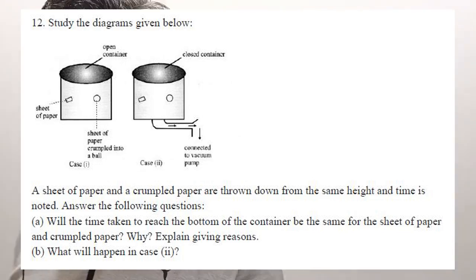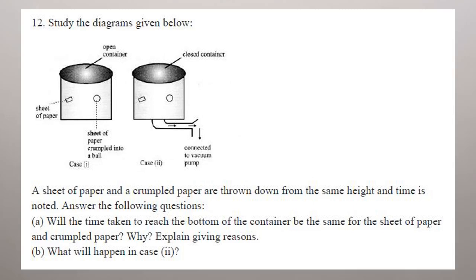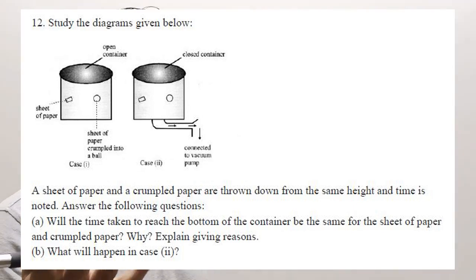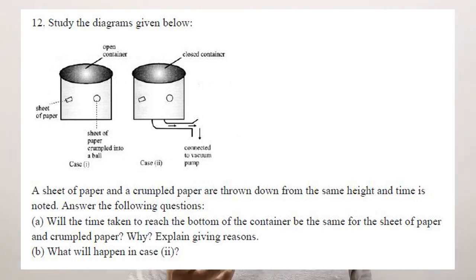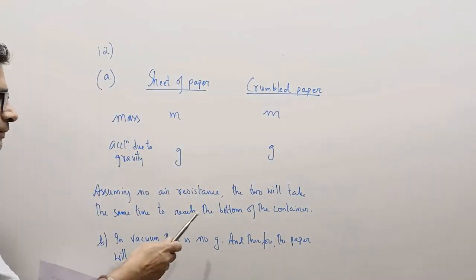Question number 12. The question you can see displaying on the board. It says a sheet of paper and a crumbled paper. So basically we are having two papers. In fact, it's the same paper. It was earlier a sheet like this, and then you crush it, and that's when it is called crumbled. The question asks us to determine, in the two scenarios, if the papers were dropped, which one would take shorter or which one would take longer to reach the bottom of the container.